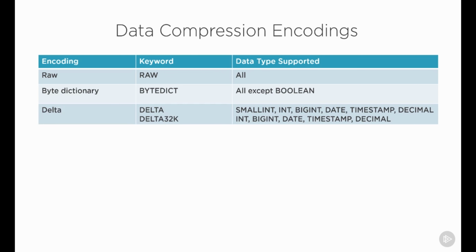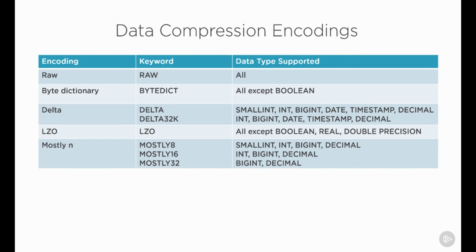Delta encoding, which is basically a diff map, is useful for storing some small integers. LZO, which is the Redshift default for anything except for bools, reals, doubles, and anything that's been set as a sort key, is very effective for characters. There's mostly compression, good for storing most values in a column. The rest are left raw.